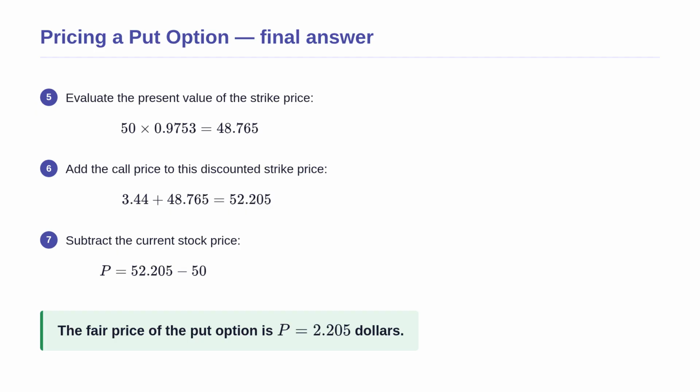Continuing with our substitution, we first evaluate the middle term. Multiplying the strike price by the discount factor gives us $48.765. This is the cash we need to invest today. We add our call price of $3.44 to get a combined portfolio value of $52.205. Finally, we subtract the current stock price of $50. This gives us approximately $2.21. The put option is cheaper than the call option because positive interest rates make the right to buy later slightly more valuable than the right to sell later.